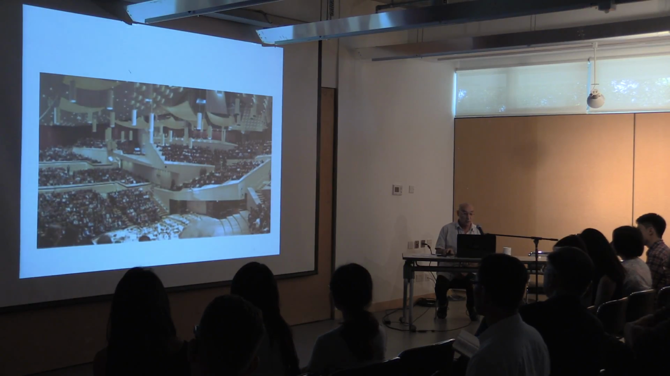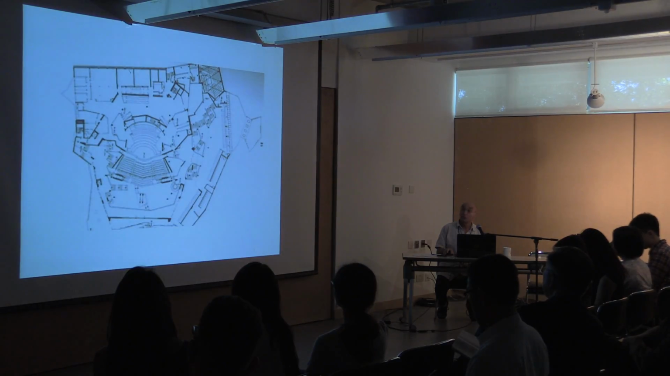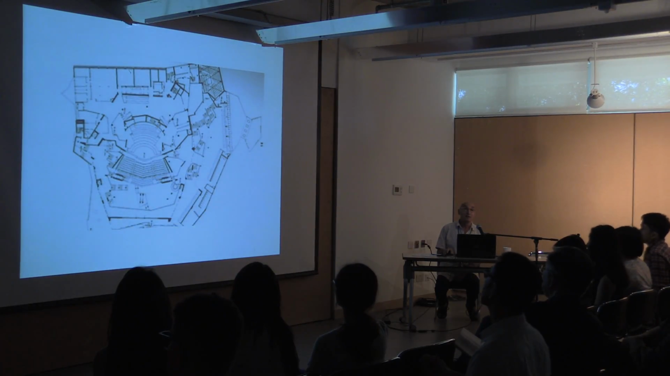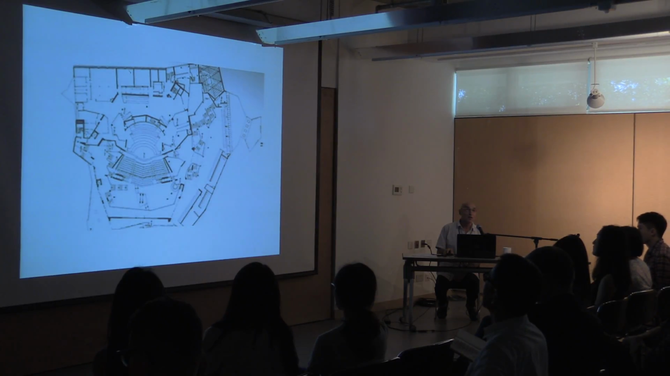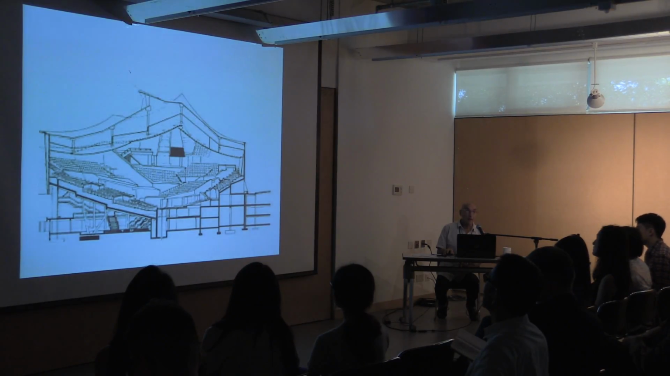And then let's look at some aspects of this. You see that plan. You can imagine how much it differs from Schinkel's plan for the Berlin Orchestra Hall. And look at this section. I don't imagine many of us in the room have seen this building. And if you haven't seen it, it's really not easy to imagine it.